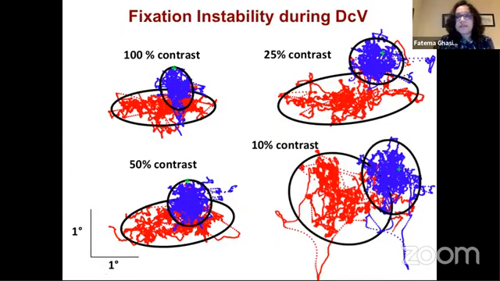What we find is that, this is an example from an anisometropic patient with amblyopia, and the blue traces the fellow eye and the red traces the amblyopic eye. Notice that even at 100% contrast, the amblyopic eye is pretty unstable. But then as you lower the contrast of the fellow eye, the instability tends to increase, even in the fellow eye. So perhaps the increase in instability would make it hard for that eye to attend to the images that are being presented and perhaps contribute to less treatment response.